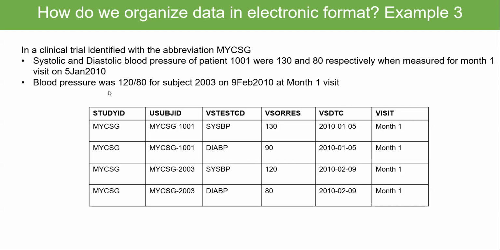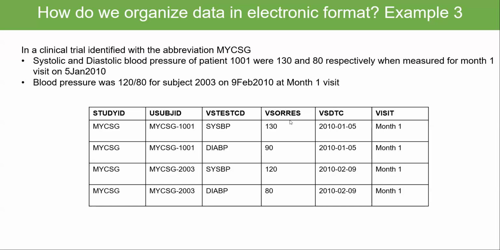So we can organize that into a tabular format with columns meant for, so we have said that the study is associated with an abbreviation called MyCSG. We have a variable for it in order to store the patient related information. So we are using a variable named USUBJID, and we have two different tests that are performed to indicate which test is that. So we are using a variable or column labeled as VSTESTCD.